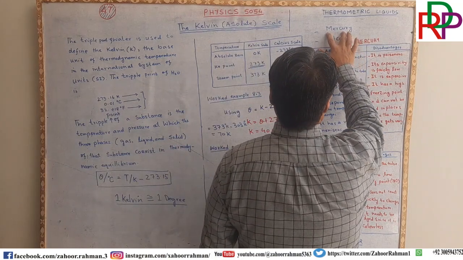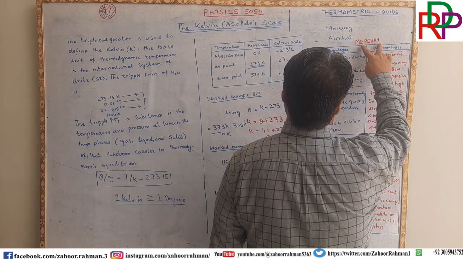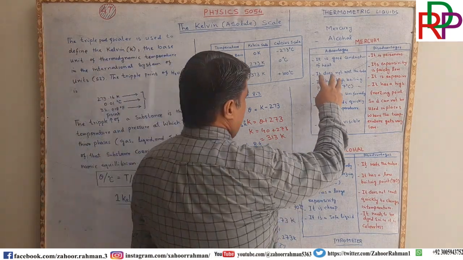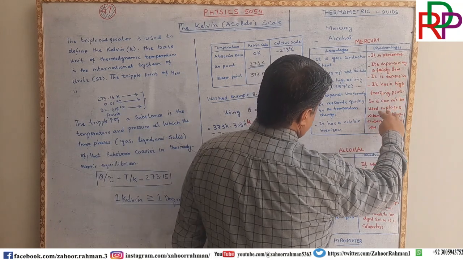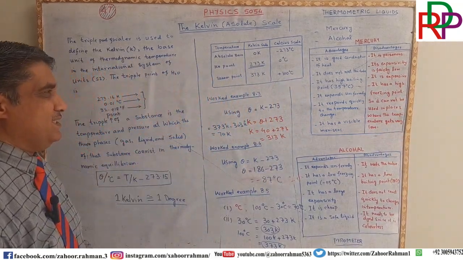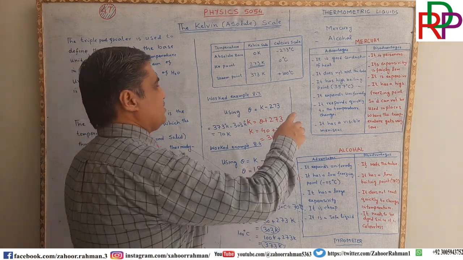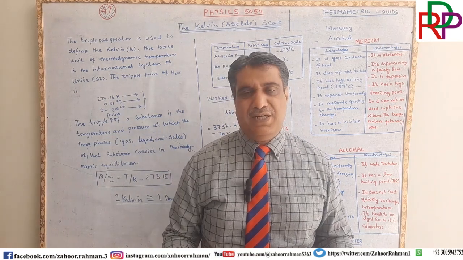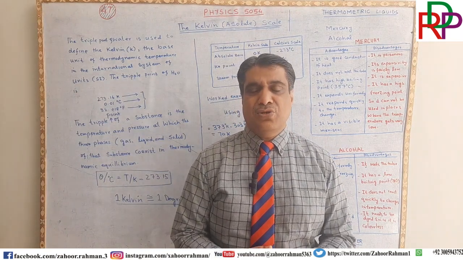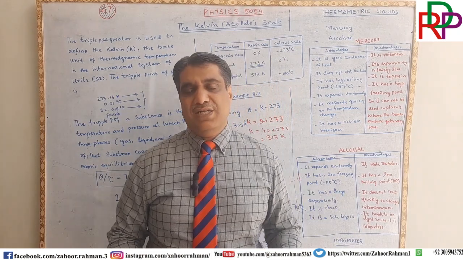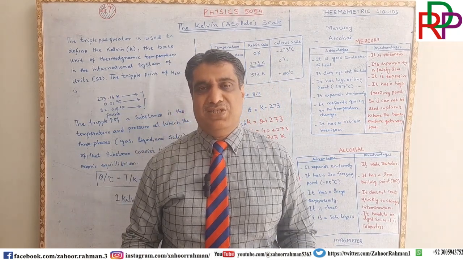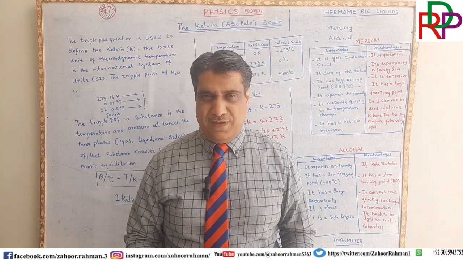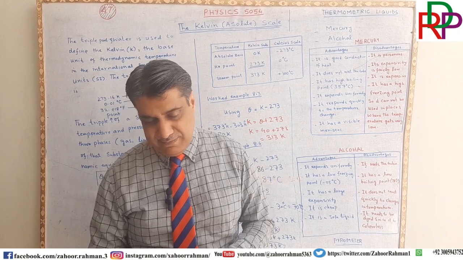The thermometers in which mercury is used have a few advantages and a few disadvantages. What is the first advantage? It is a good conductor of heat. Yes, this is the first advantage of mercury, that it is a good conductor of heat. What does it mean? It means that it will reach the temperature of the surroundings very quickly. That is one advantage of it.